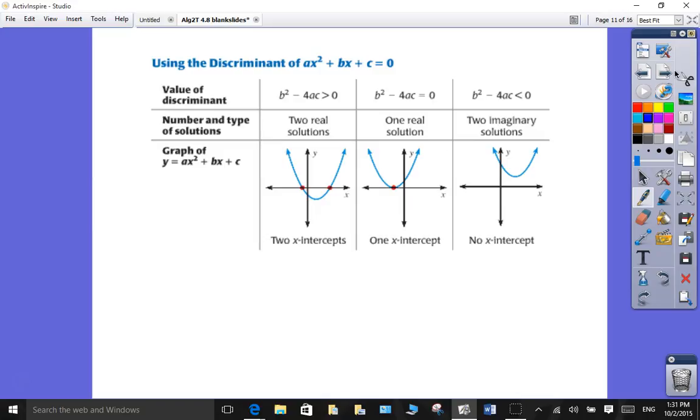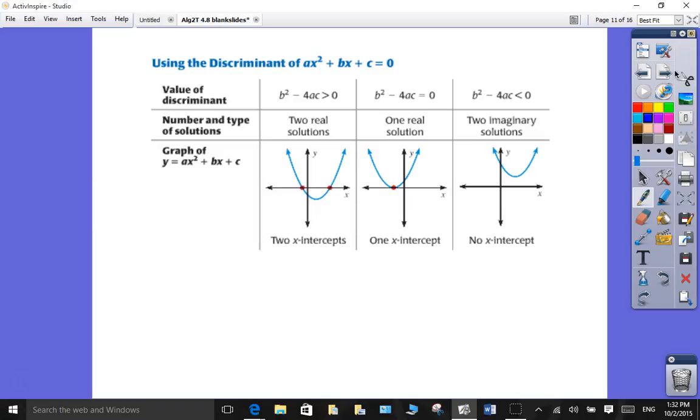When the b squared minus 4ac equals 0, now you're taking the square root of 0, which is 0, which means the plus and the minus don't make any difference. So it means that the graph of the function would just touch the x-axis, but go back on the same side. So you get one distinct real solution.